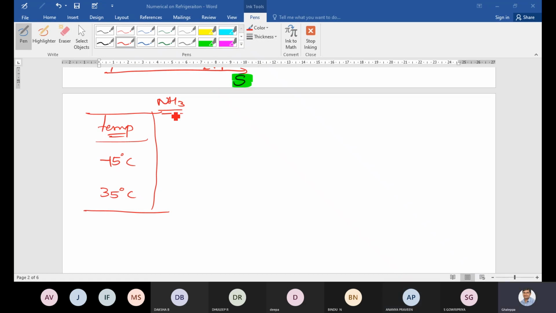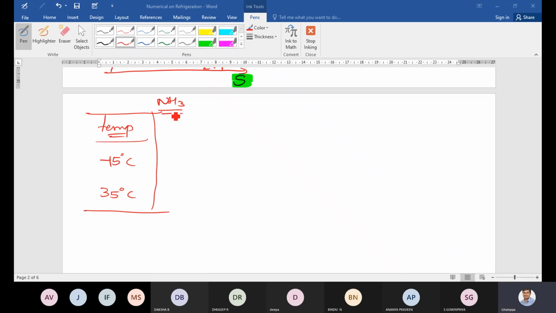Page number 20. Tell me the value of HF. I hope everybody is following the same steps, otherwise you will not understand this numerical. Page number 26. How much is the temperature he has given? Minus 15. Is the direct value for minus 15 given in the thermodynamic data handbook?